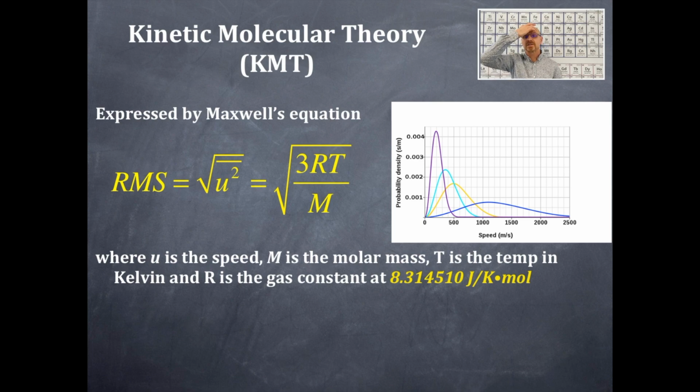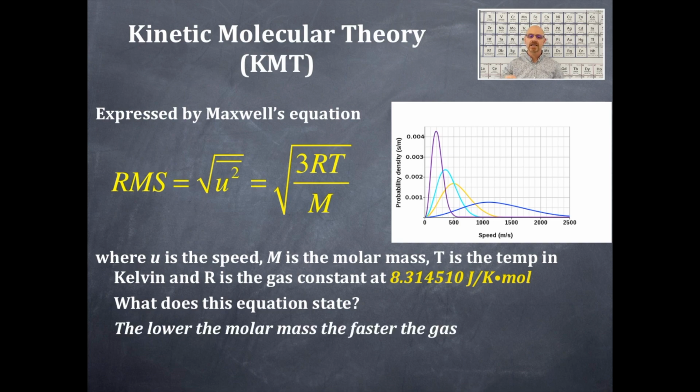The 3 is just a numeric value of 3. R is the gas constant. That's 8.314510 joules per Kelvin mole. And the temperature, of course, is in Kelvin, as everything for this entire unit is in Kelvin. So what does this equation really state, first of all? Okay, the lower the molar mass, the faster the gas.